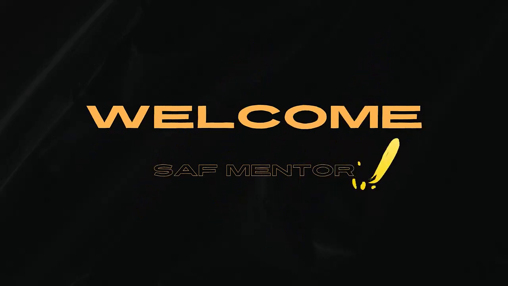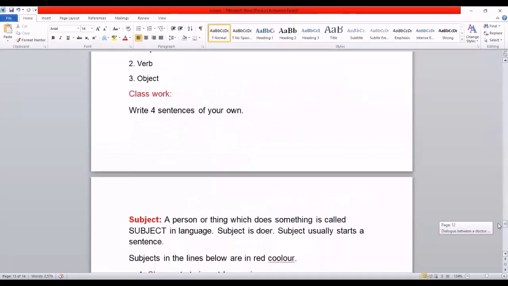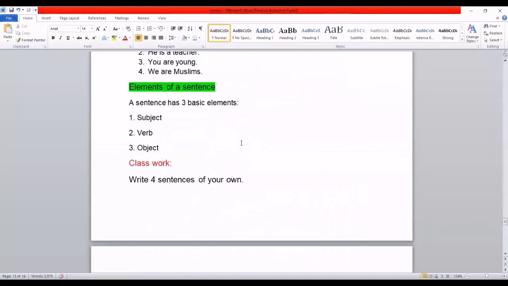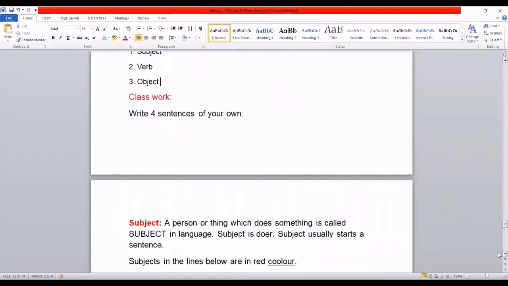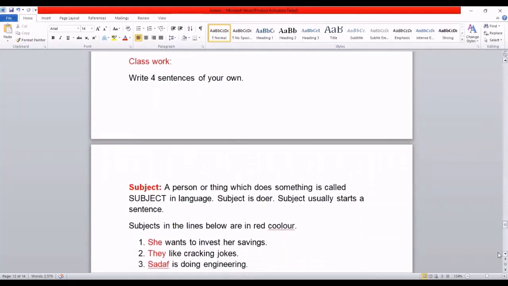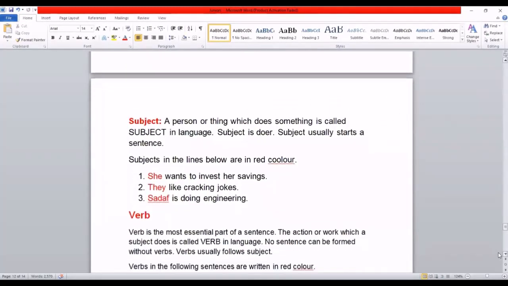Okay, students, today we will try learning elements of a sentence. If you remember in yesterday's class, we only discussed elements of sentence, and there are three: subject, verb, and object. Now we will learn them in detail. We will learn what subject is, what verb is, and how we can recognize it, and what object is.